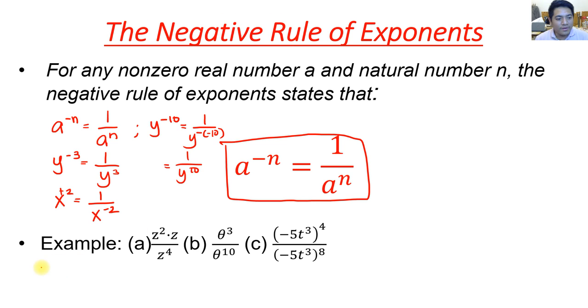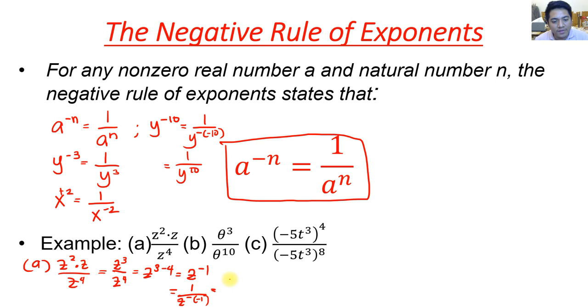For example, for letter A, we have z squared multiplied by z all over z raised to 4. So z squared multiplied by z is z cubed all over z raised to 4, and that would be z raised to 3 minus 4, which is z raised to negative 1. To eliminate that, we can get the reciprocal, 1 all over z raised to the negative of negative 1, and the negative of negative 1 is positive 1, or simply 1 all over z.